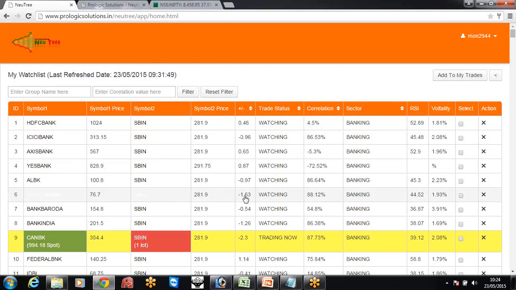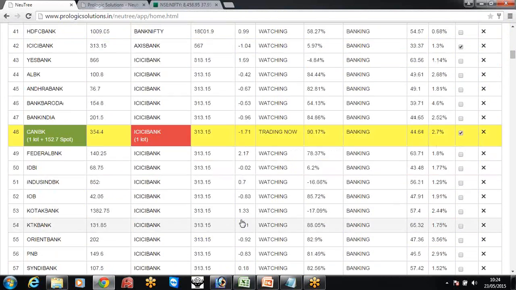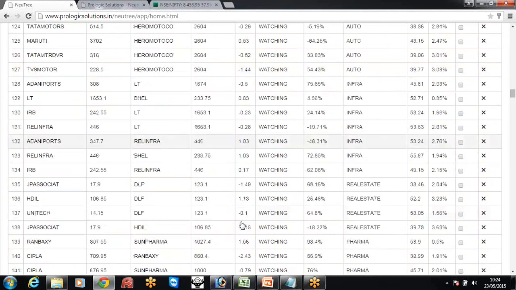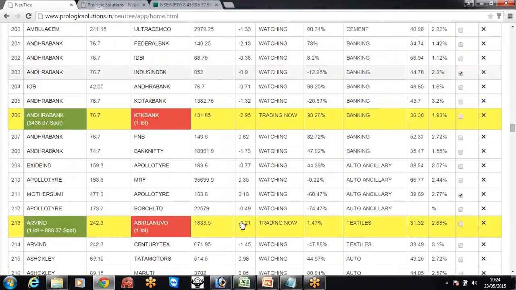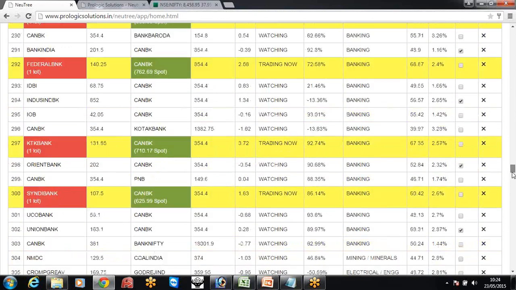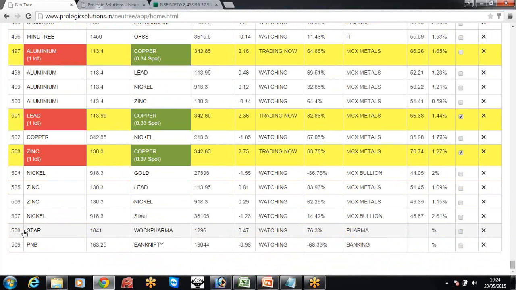Coming to the number of pairs that we have, roughly around 500 pairs. 500 pairs in the sense we have around, let's say, 240 trading days. That will be more than 2 trades on an average per day. So the only criterion here is that you should have money in your account to trade.